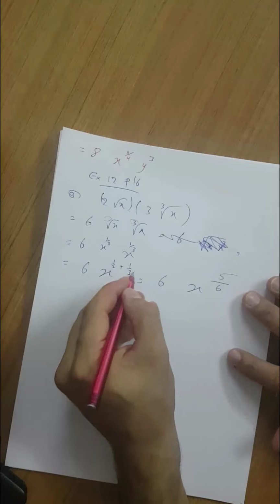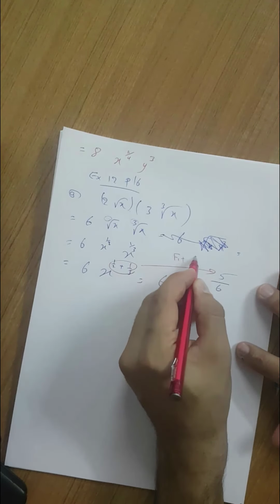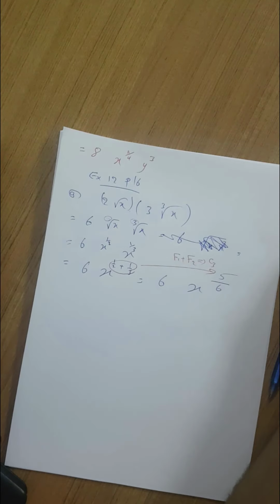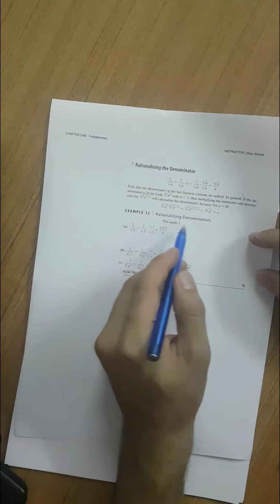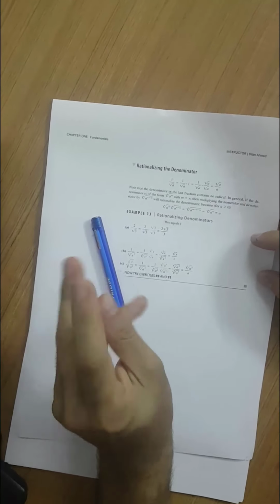How did we get this one? This is for f1 plus f2, case 3. You know what I mean. In the previous video you can find all these examples. On the last page of this section, we have rationalizing the denominator. How do we get the same denominator?